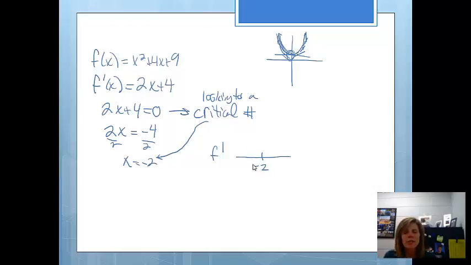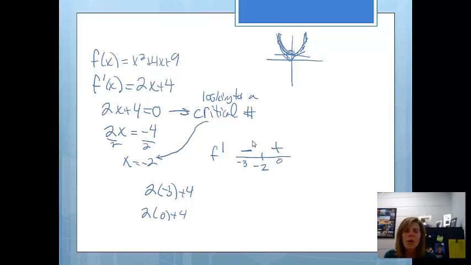I'm going to test a number to the left of negative 2, so something smaller than negative 2, I'm going to test negative 3. You can test anything that's less than negative 2, and then I'll be testing a number bigger than negative 2, so I'll test 0. I'm going to test them in the derivative. So again, my derivative was 2x plus 4, so I'm going to find 2 times negative 3 plus 4, and then I'll find 2 times 0 plus 4. Okay, 2 times negative 3 is negative 6, plus 4 is a negative number. I really don't care what number it is, just that it's negative. And then I'm going to test 0. 2 times 0 is 0, plus 4 is a positive number.